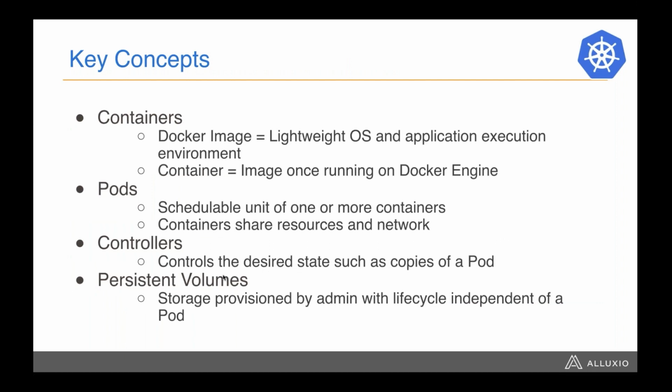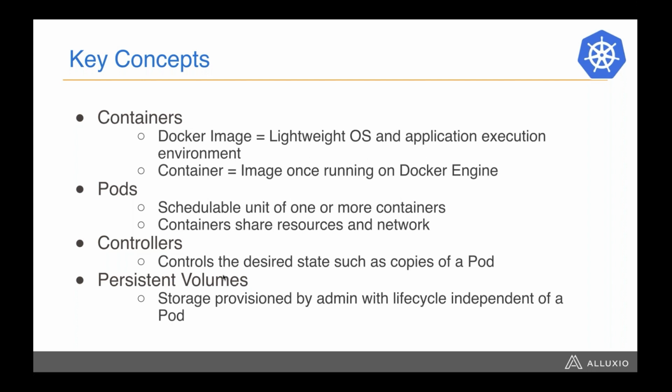Some fundamental Kubernetes concepts are listed on this page here. A Docker image is a lightweight operating system and application execution environment, which can be deployed anywhere repeatedly. Once this Docker image is running, we can call it a container. Now, in Kubernetes, the basic schedulable unit is called a pod. A pod itself might be made up of one or more containers. If you want to schedule an application containing multiple containers on the same physical host, you would combine all of those into the same pod.